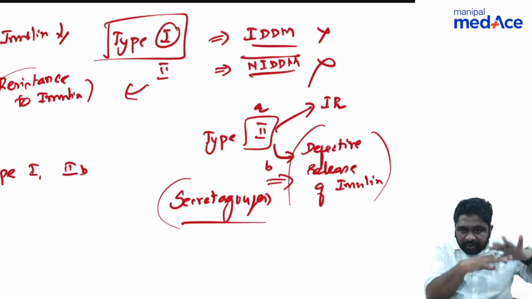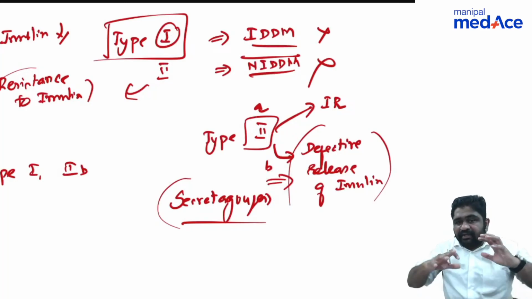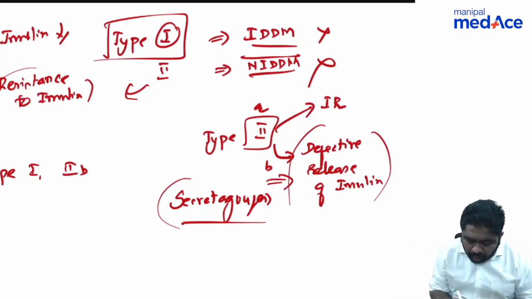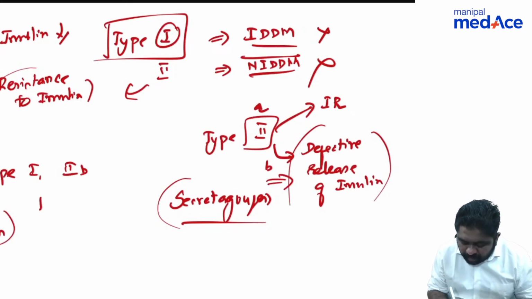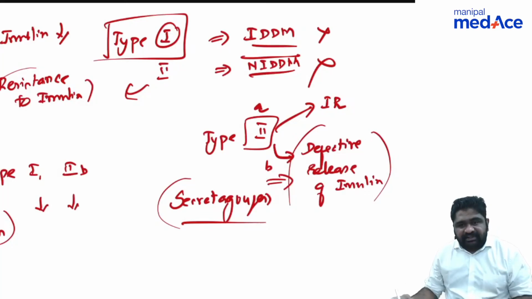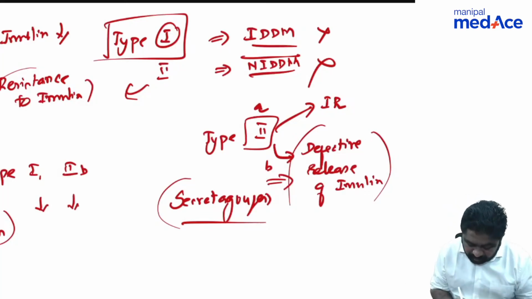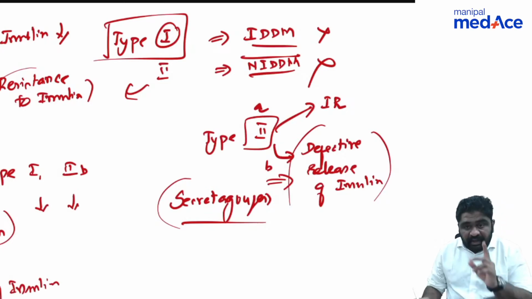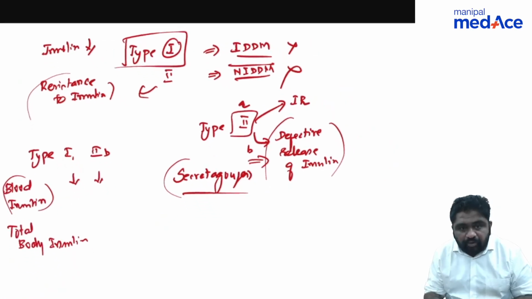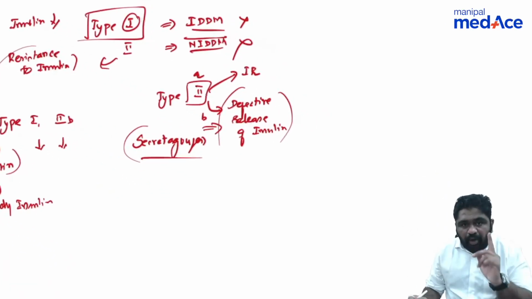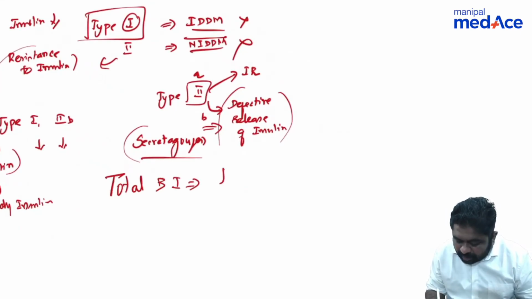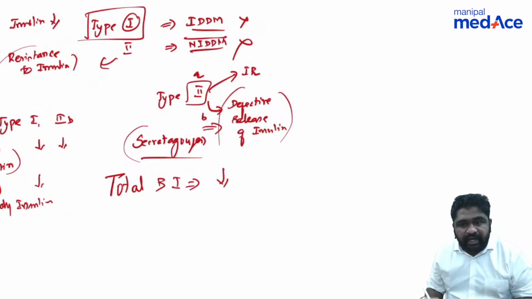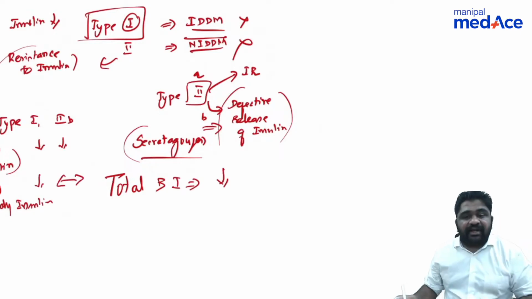Between type 1 and type 2b, what is type 1? There is a reduced amount of insulin. What happens in type 2b? There is a defective release of insulin, so insulin is not there in the blood. When I try to see blood insulin levels, in type 1 it is lesser, in type 2b also lesser. But when I ask you about total body insulin, total body insulin will be lesser in type 1 diabetes, but it will be normal in type 2b.